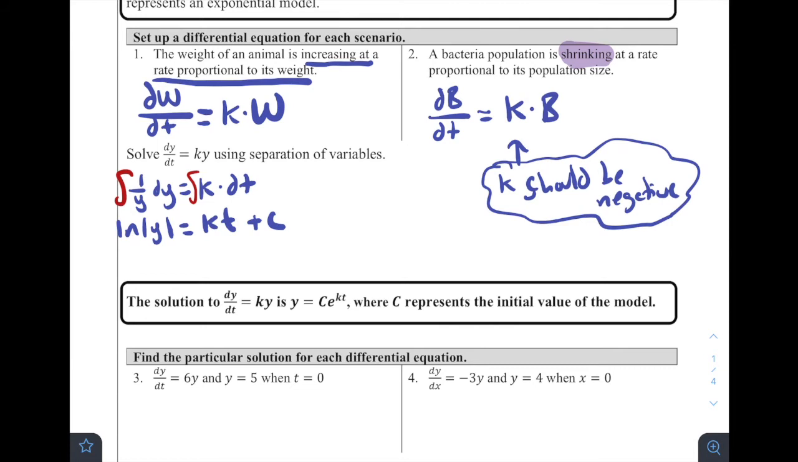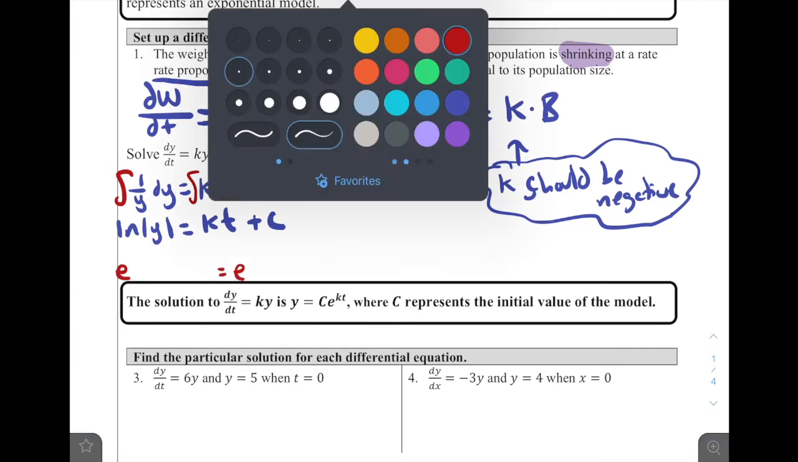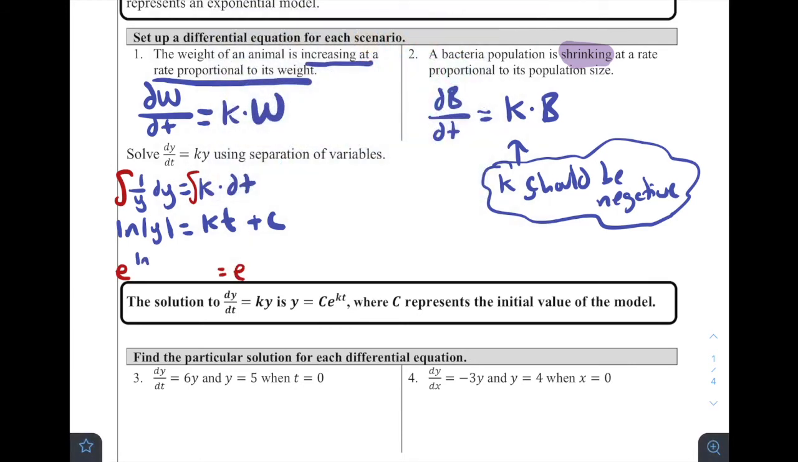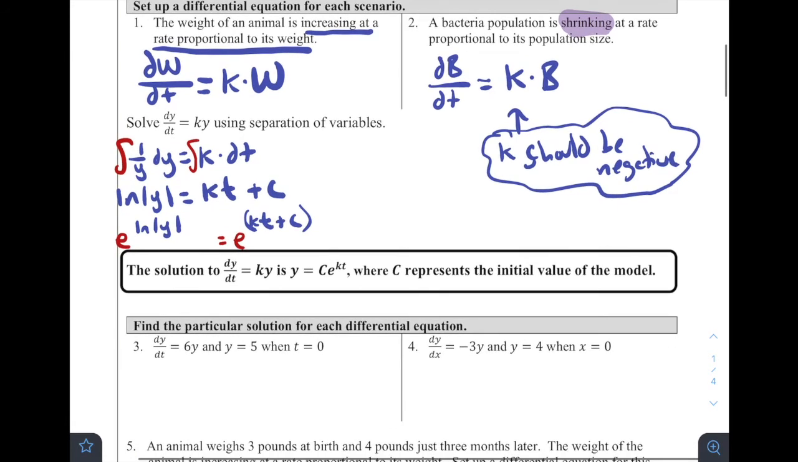After that, we want to get the y out of this natural log. And so what we can do is take e to both the left side and the right side of this equation. If we do that, we're going to have e raised to the natural log of the absolute value of y on the left side, equal to e raised to the kt plus c on the right side. Our e and our natural log, because they're inverses, are going to cancel out. And so that's going to give us the absolute value of y is equal to e raised to the kt plus c.